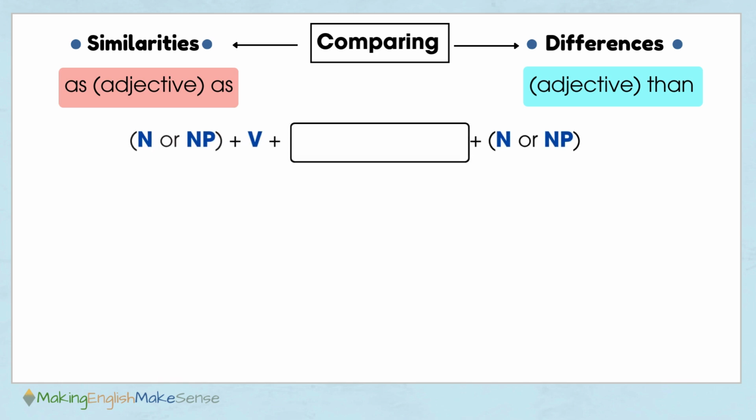Now, we use the same sentence structure to express similarities as we do for differences. We start with a noun or noun phrase, plus a verb, followed by the equative or comparative construction, and then finish with another noun or noun phrase. Let's see how this works and start by looking at some sentences expressing a similarity.